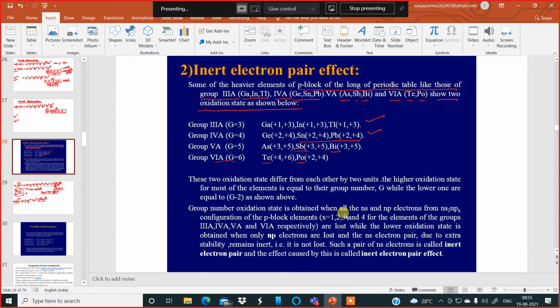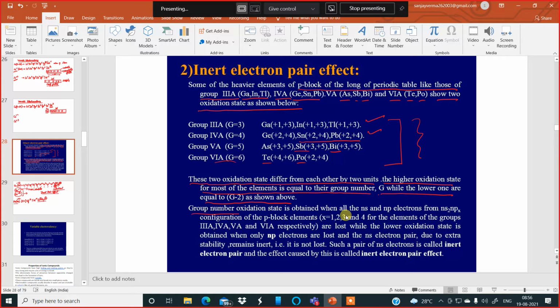Okay, now look at the next paragraph over here. All of these are showing two oxidation states. Tellurium plus 4 plus 6, polonium plus 2 plus 4. And in all these examples, the lower oxidation states are more stable because of inert pair effect. Now, these two oxidation states differ from each other by 2 units. The higher oxidation state for most of the elements is equal to the group number G, while the lower one is equal to G minus 2 as shown above.